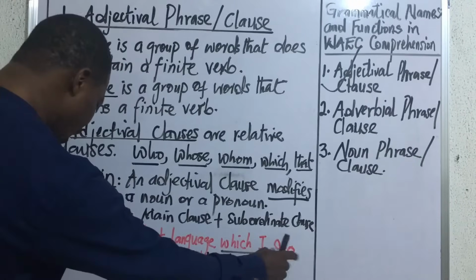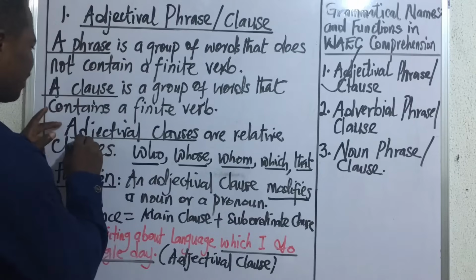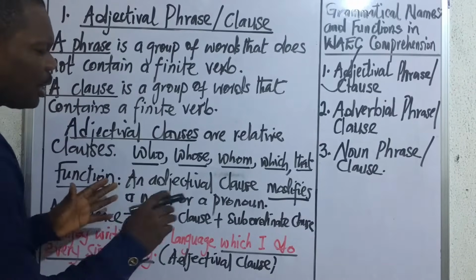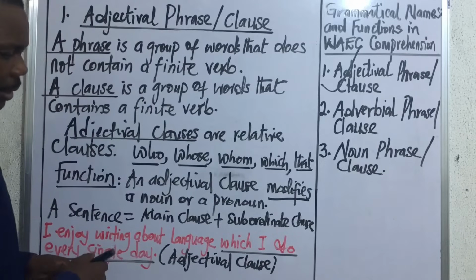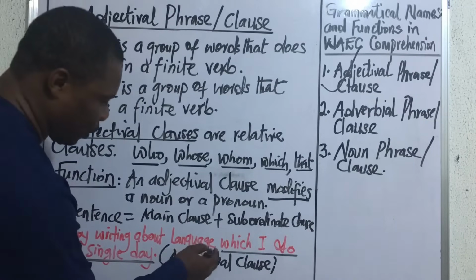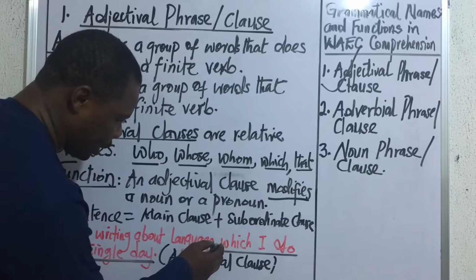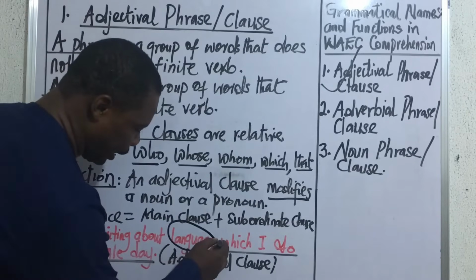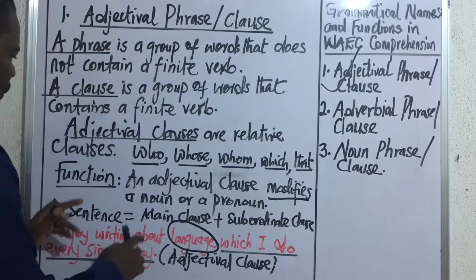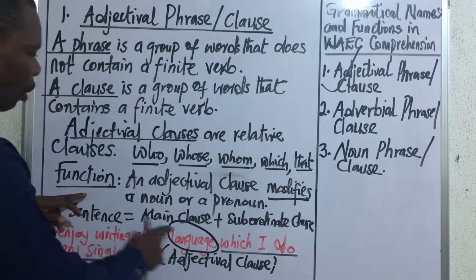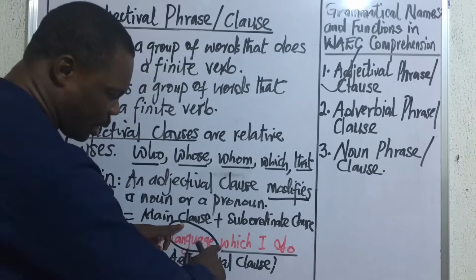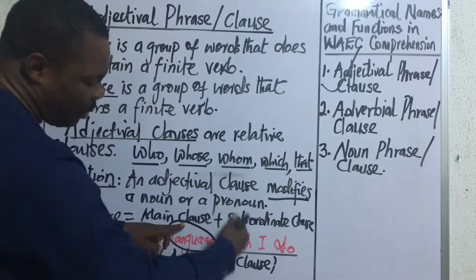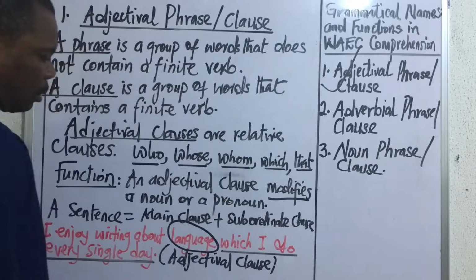So, which I do every single day. As an adjectival element, it only serves to modify the noun that it comes after. And of course, the noun here is what? Language. The noun is language. So, the function is that it modifies language. It's always the noun that comes before the adjectival clause.